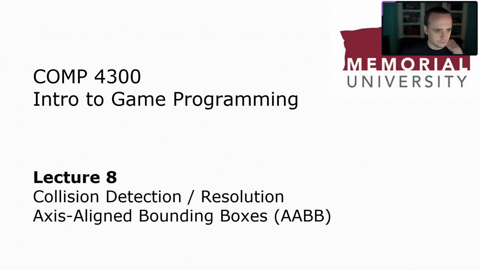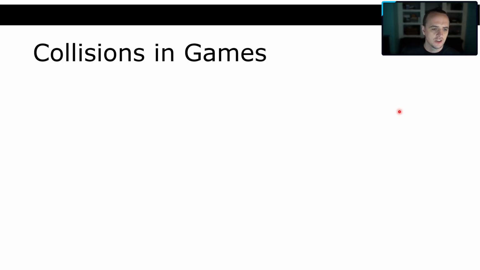Here we go. Computer Science 4300, lecture number 8. We are talking about collision detection and resolution and axis-aligned bounding boxes, or AABB. Collisions are going to happen basically in any game, whether or not things actually run into each other, or explode, or players take damage. Pretty much every game I've ever seen needs some sort of collision resolution, like whether or not your mouse is within a specific spot on the screen. So collision is very important.